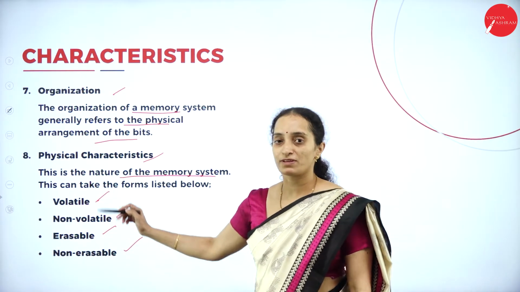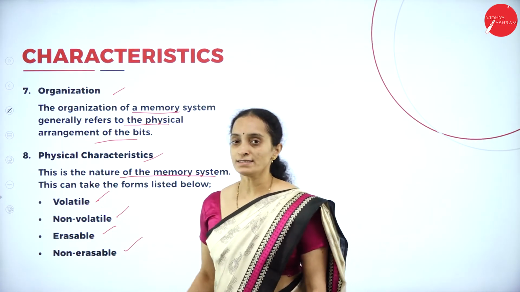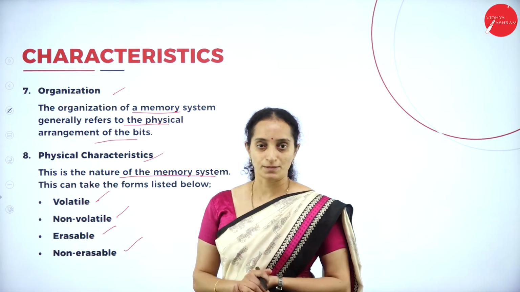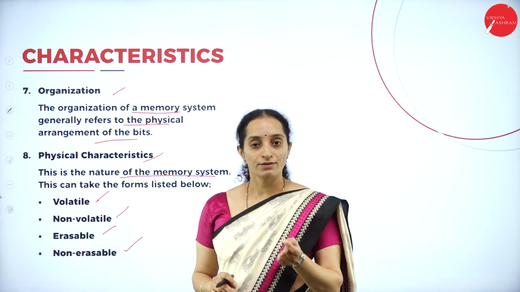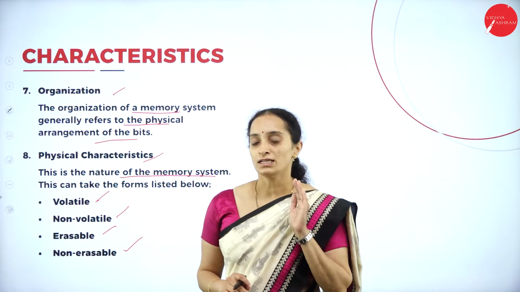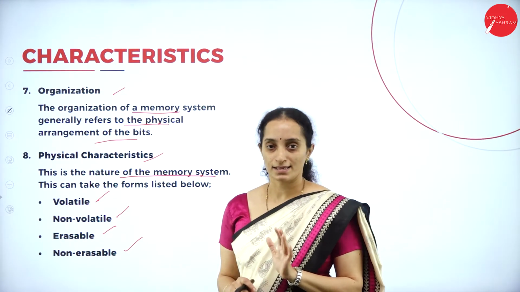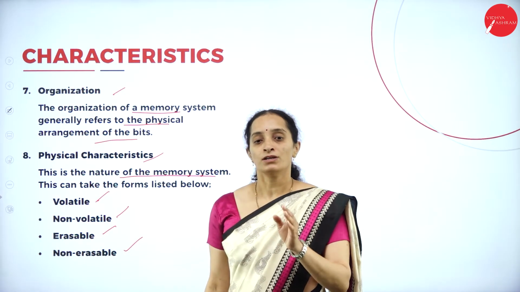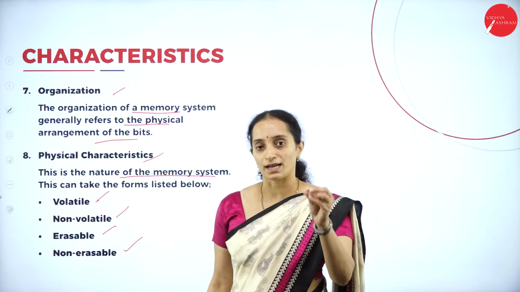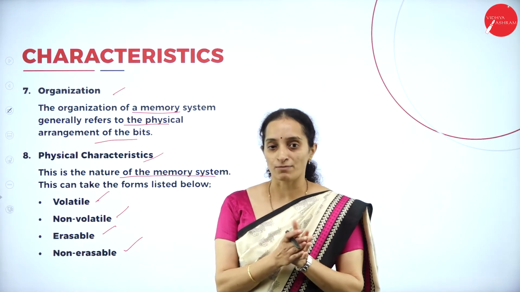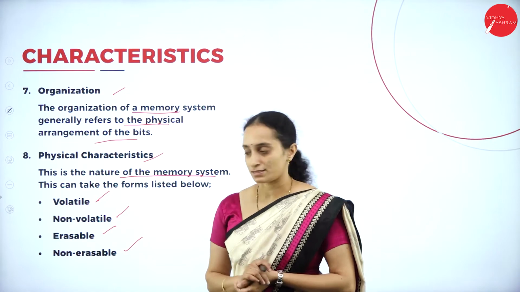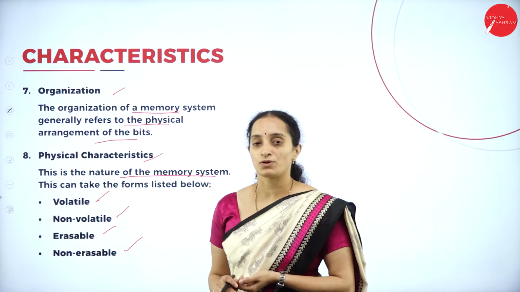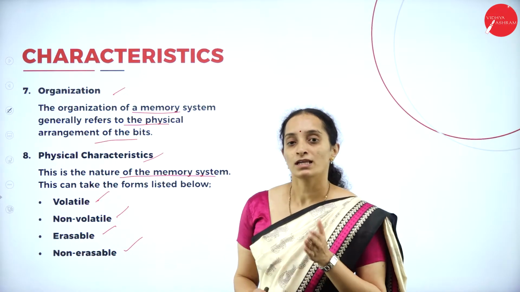The difference between these 4 is that volatile memory is automatically erased when the system is switched off. Non-volatile memory retains the data even if you switch off. Erasable means that when the system is working, you can erase some data in the memory, like in the primary memory. Non-erasable is the read-only memory in the auxiliary memory, where the data cannot be erased.